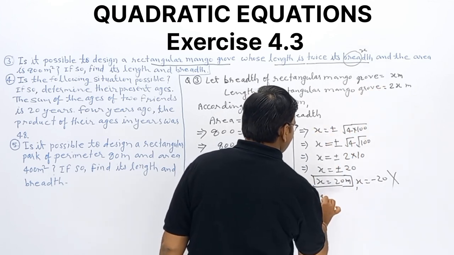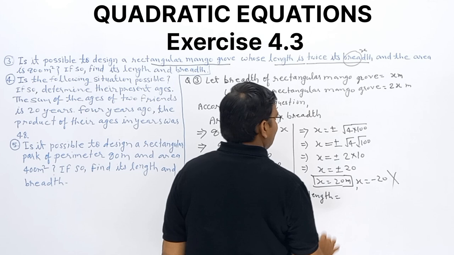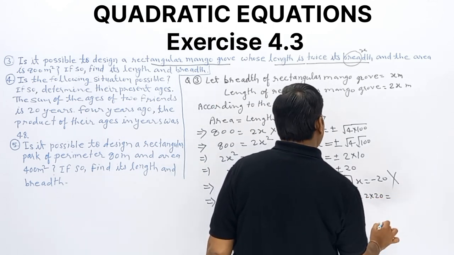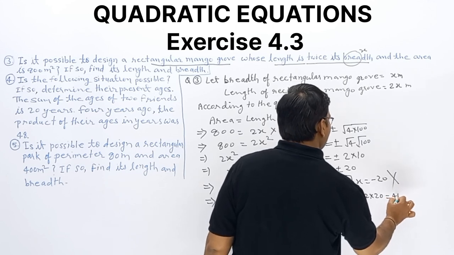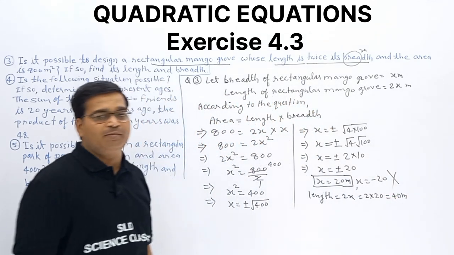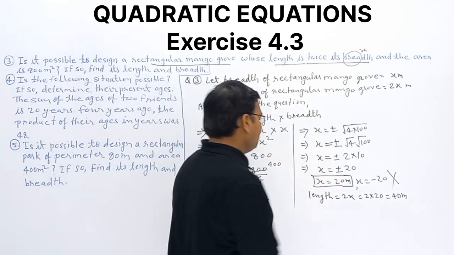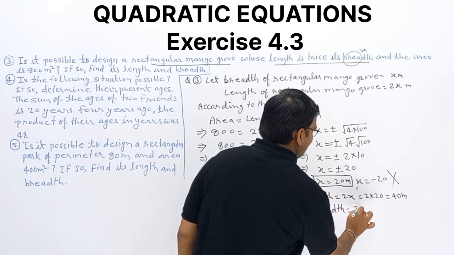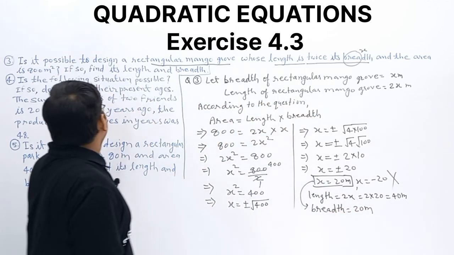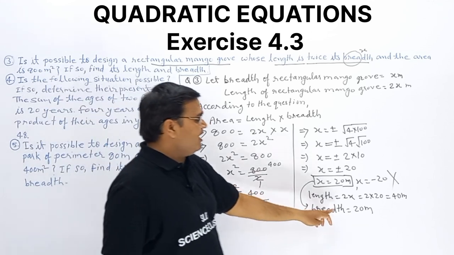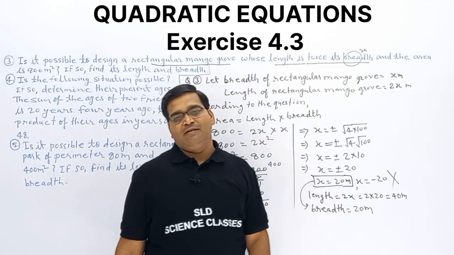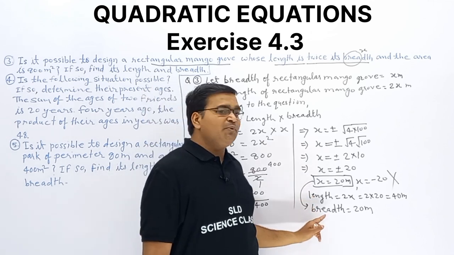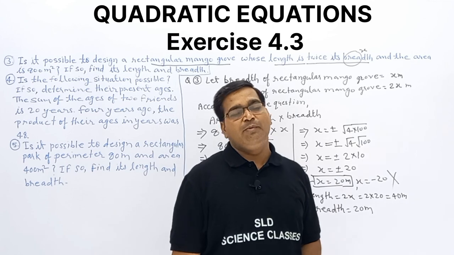So length will be what? Length will be 2x equal to 2 into 20, and this will be 40 meter. Length is 40 meter. Breadth is 20 meter. Again I am writing this one. Breadth is what? 20 meter. Now area is what? When we multiply both length into breadth, 40 into 20, 800 meter square we are getting. It means our result, length and breadth of the rectangular mango grove, will be correct.